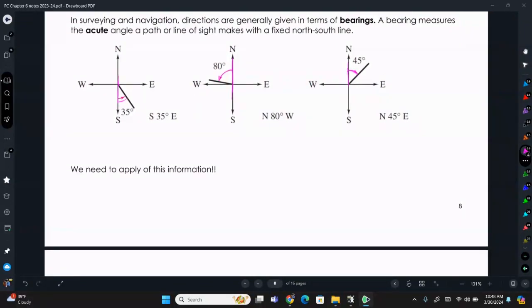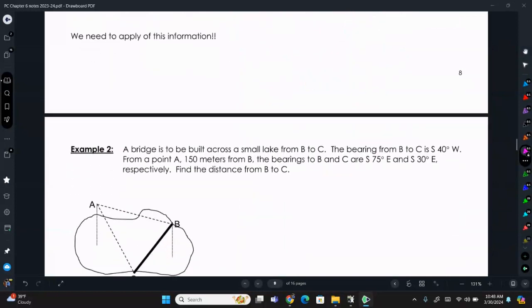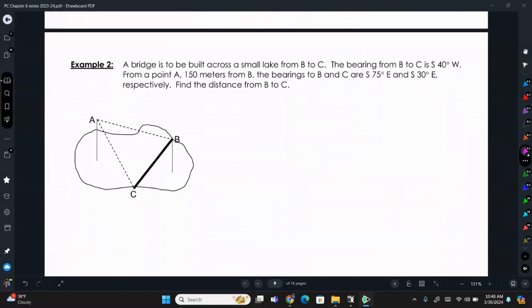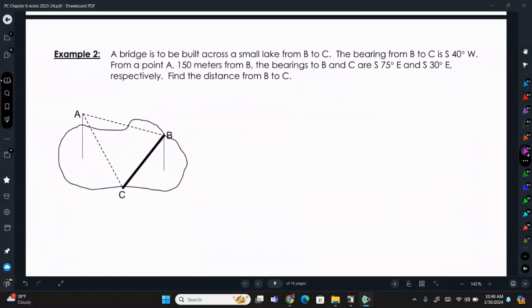The tricky thing about these problems is you have to realize where we're starting from. So if we look at example 2 right here, if I start at point A, the bearing to point C is different than if I were starting at point B and going to C. So we're going to have a few different mini problems here to look at these bearings.